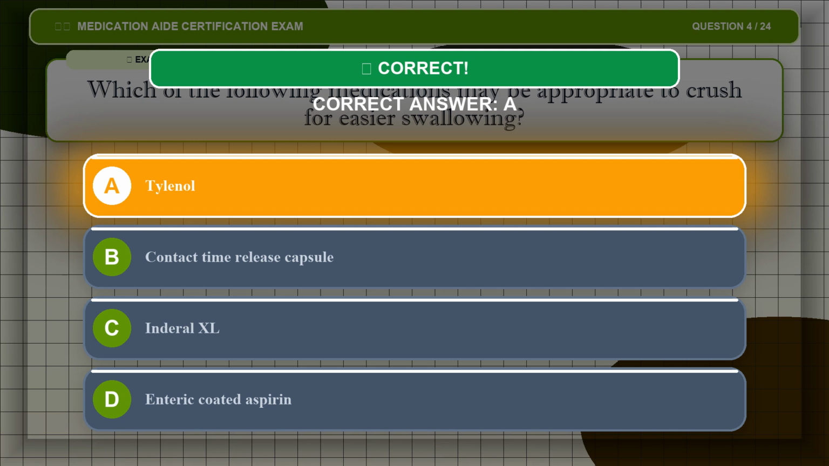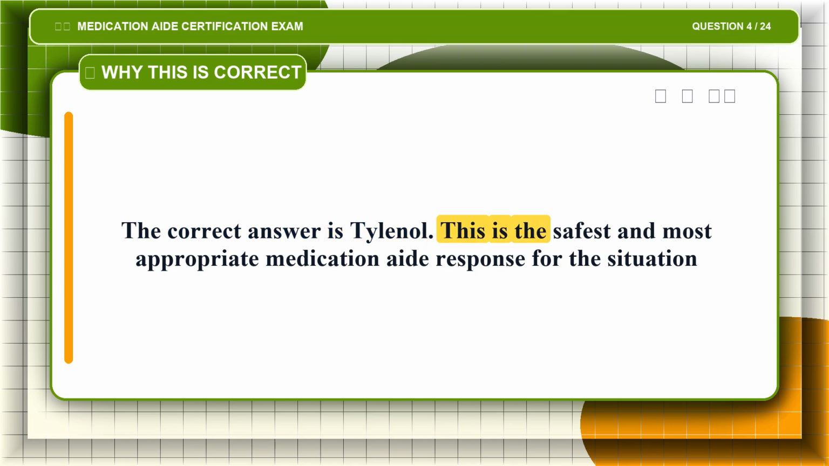The correct answer is option A. Tylenol. This is the safest and most appropriate medication aid response for the situation.